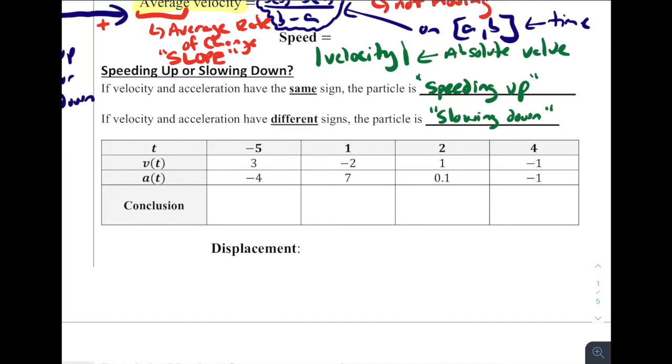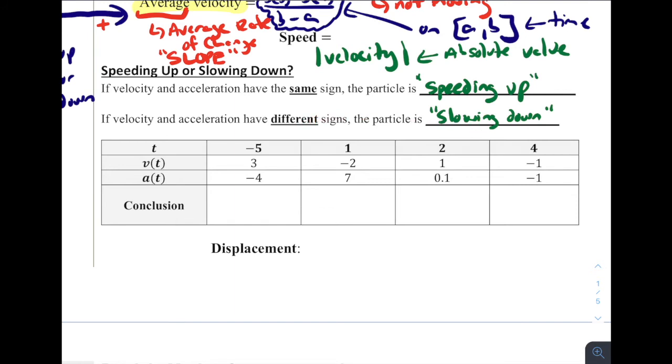So notice here, this is important for us if we're going to make an argument as to whether an object is speeding up or slowing down. Notice that it requires us to have information about the velocity and the acceleration. Specifically, do they have the same sign or do they have different signs? If it's the same, we're speeding up. If they're different, then they're slowing down.